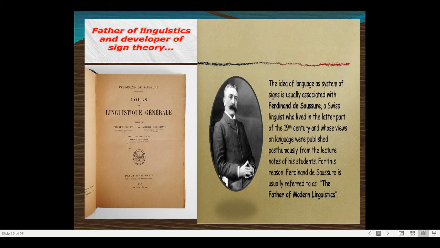And his views on language were published posthumously from several lectures and notes by his students. That is, his Course in General Linguistics is a book summarizing his lectures and his notes and his talks at the University of Geneva from 1906 to 1911, where he explained the relationship between speech and evolution of language, investigating language as a structured system of signs. So keep in mind that to Ferdinand de Saussure, the Swiss linguist, who is often called the father of linguistics, language is a structured system of signs.